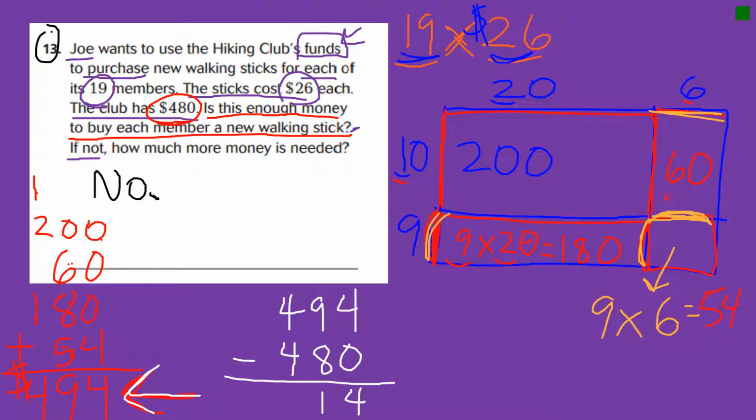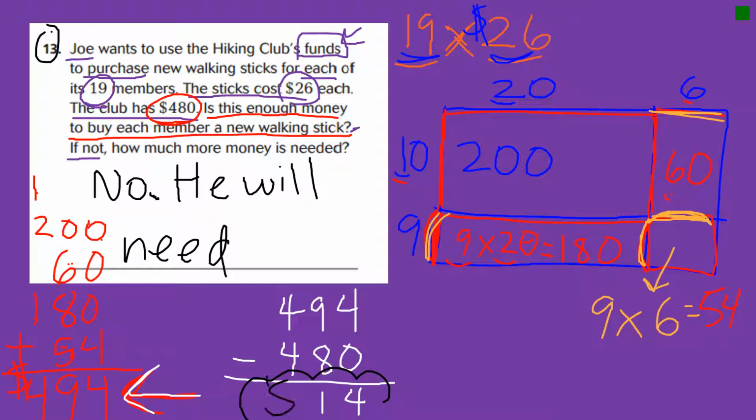So he will need how many more dollars? 14 more dollars. Maybe someone will make a donation. Okay? So guys, that was 2 parts. No, he doesn't have enough money, and he will need 14 more dollars because the walking sticks are going to cost $494. Just go to the woods, right? Find a stick. Free. All right, just a suggestion.